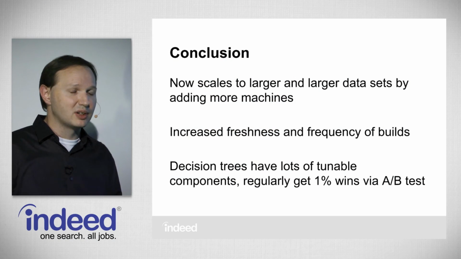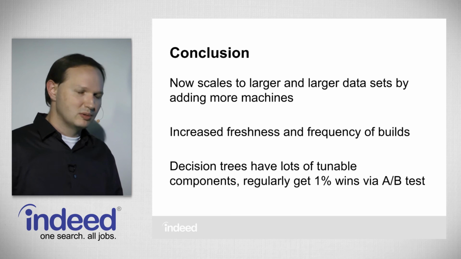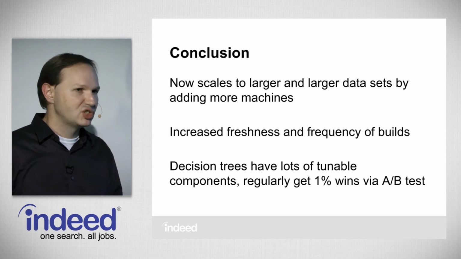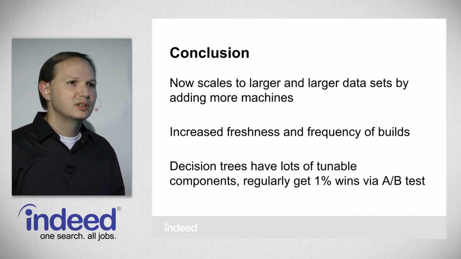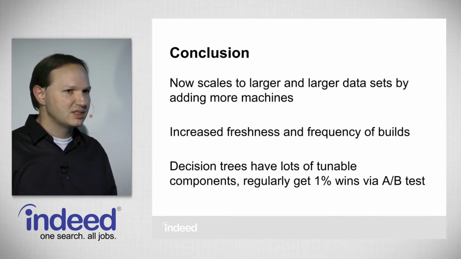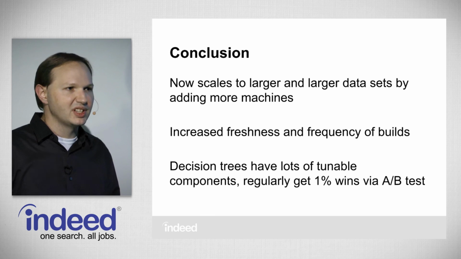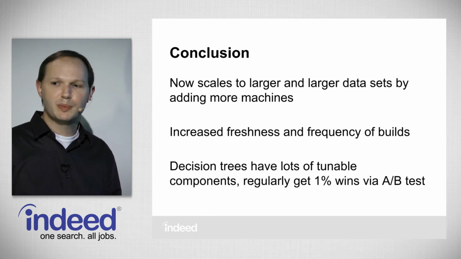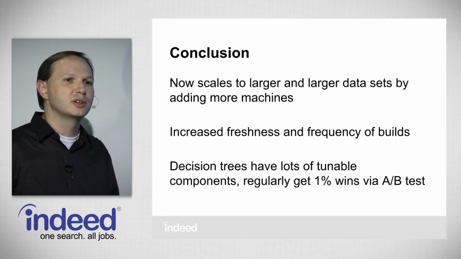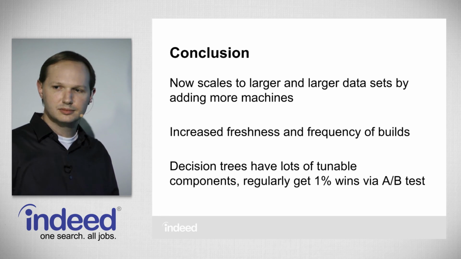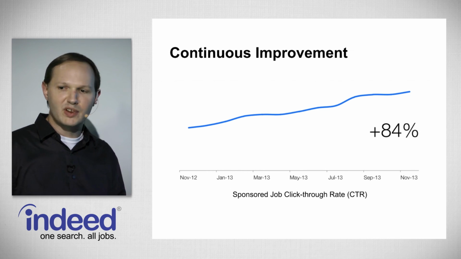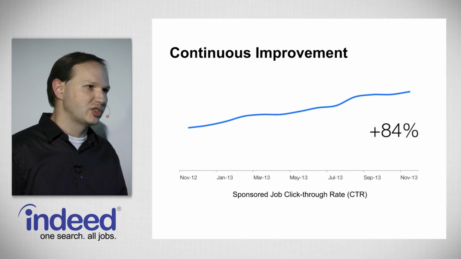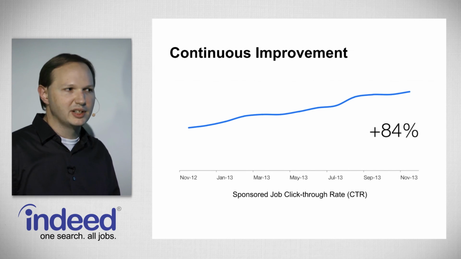This has allowed us to increase the freshness of our builds. So we build our models more than once a day, ship them to production, and we can also increase how many different models we can build. So we can end up tweaking these models and evaluating them and use them as part of A/B tests. It's not uncommon for us to get 1% gains week over week over week just by tuning some parameters in a decision tree or in some other machine learning algorithm. If you look at just our sponsored job click-through rate from November 2012 to November 2013, it's increased by a staggering 84%.